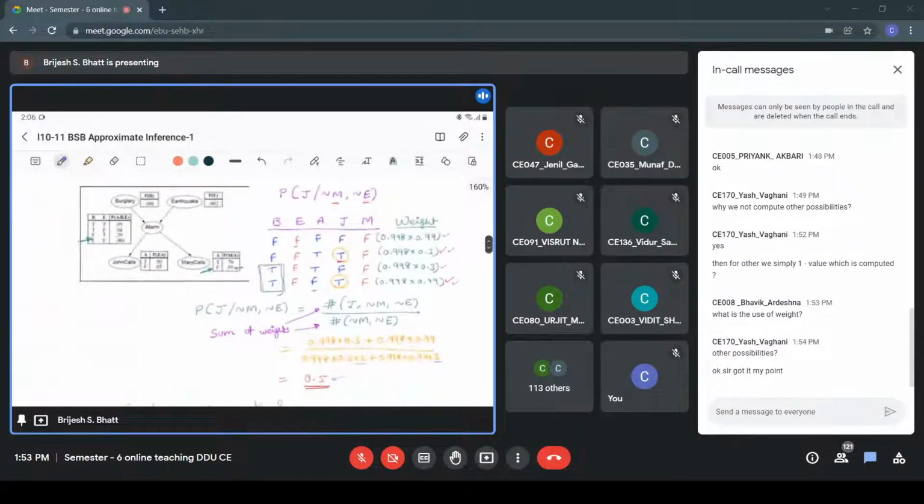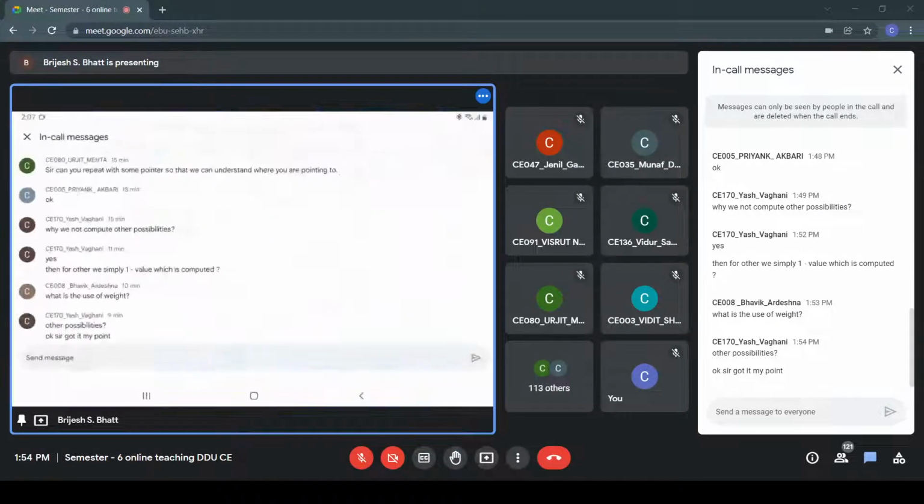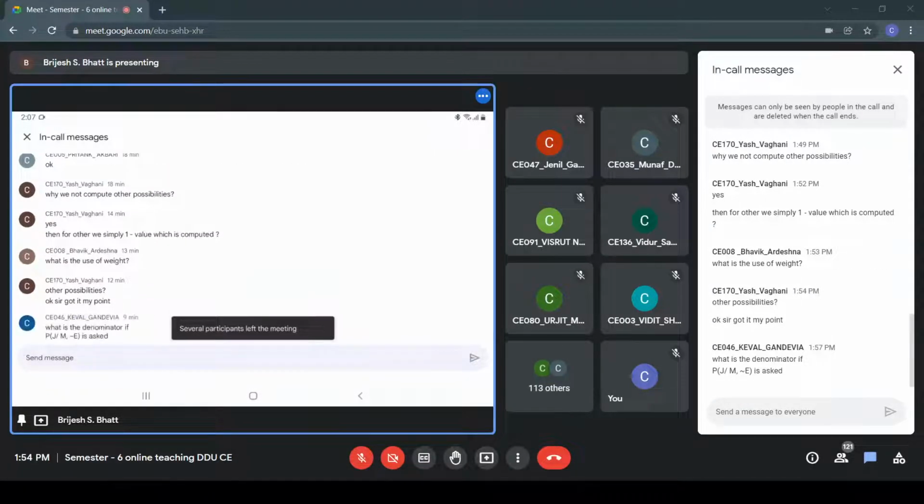Right. So this is likelihood weighting. I'm waiting for a minute so that if you want to note down, you can note down. And if you have any questions, have a look at this calculation and ask me if you have any questions on this. Is this clear? Yes, Bhavik.